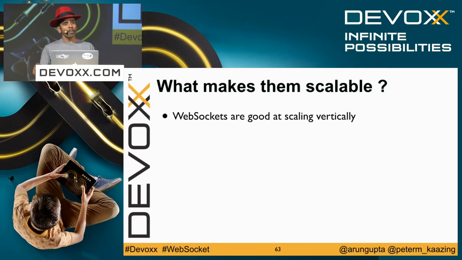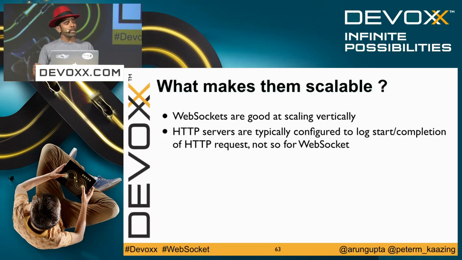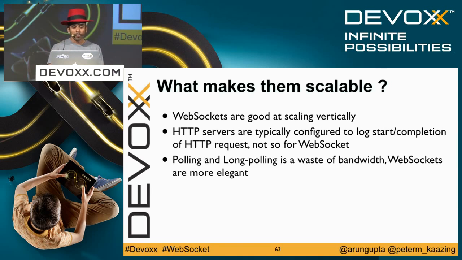All right. WebSockets scale vertically very well. If you want to scale out, we can easily set up a load balancer. We saw Apache HTTP with mod_proxy_wstunnel and the mod_proxy balancer. HTTP servers are typically configured to log the entire HTTP request, which adds another twist for performance reasons, which is not the case with WebSocket, at least for now.